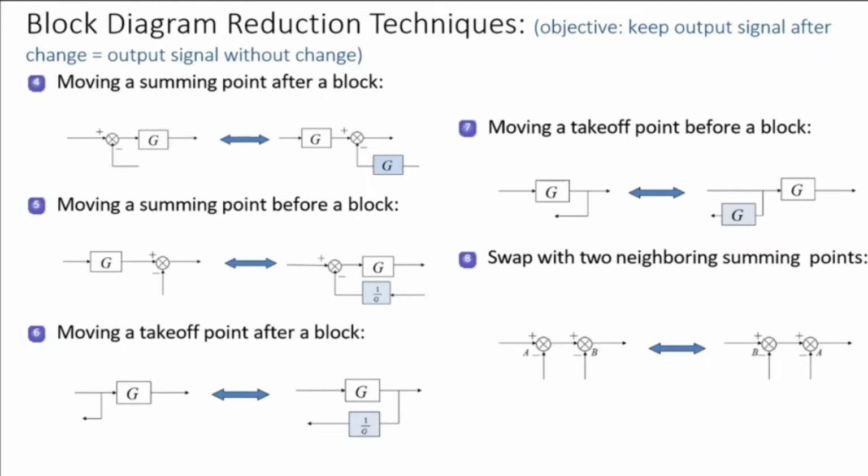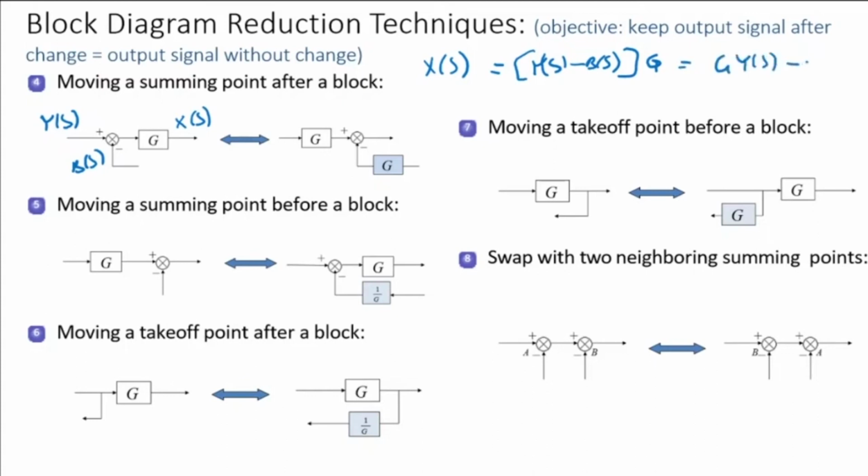So whatever is the original signal here, if I move the block from here to here, the signal should remain the same. Suppose this is my original, and there was a signal XS here. Just for example, this is XS, this is YS, and this is BS. So this XS signal which is coming out from there would be equal to YS minus BS, into the block which is G. This is the original signal, which is equal to G into YS minus G into BS.